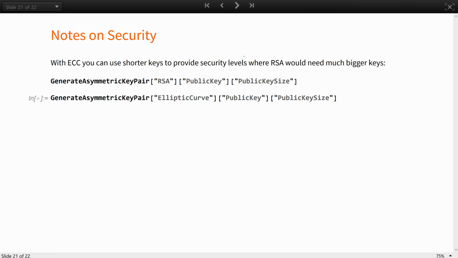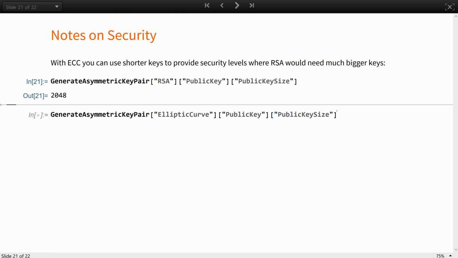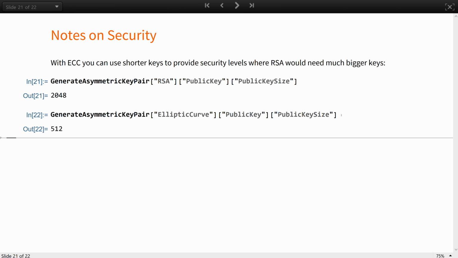The security of RSA depends on the difficulty of factoring large integers. Factorization can be done generally faster than resolving the elliptic curve discrete logarithm, which means you can use shorter keys to provide security levels where RSA would need much bigger keys. For example, here are the default public key sizes generated. The elliptic curve public key can further be encoded to take as few as 256 bits and still provide security comparable or better than RSA with 2048 bits. When scaled to billions of secured connections, the difference in memory needed to store these keys is quite significant.